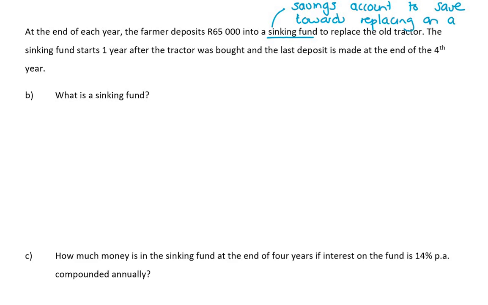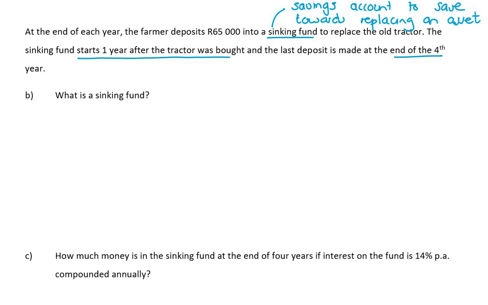Okay, now this is a very, very commonly asked question, and in matric we do it again. So a sinking fund, basically just a savings account, and every year or every month a company will set aside money, and they will eventually use that money to replace an asset, simply to avoid a massive expense at one time. So they kind of are dividing the expense over a number of years. So this question says, at the end of each year, this farmer decides to deposit 65,000 Rand into a sinking fund to replace the old tractor. The sinking fund starts 1 year after the tractor was bought, and the last deposit was made at the end of the 4th year.